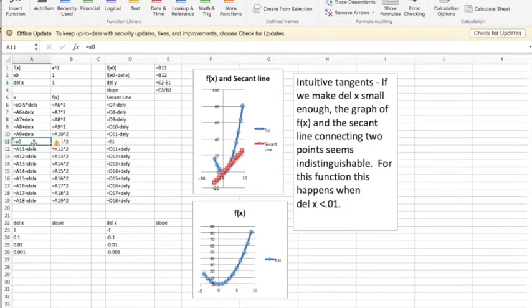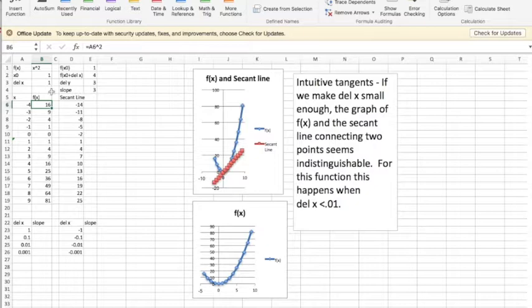My x values in the middle, I'm going to have x naught. I'm going to back up 5 delta x steps and then start adding delta x to get my values. I similarly am going to start y, and for the secant line, back up that number of values and go forward that number of values. That gives me the secant line. X and f of x gives me the slope of the curve.